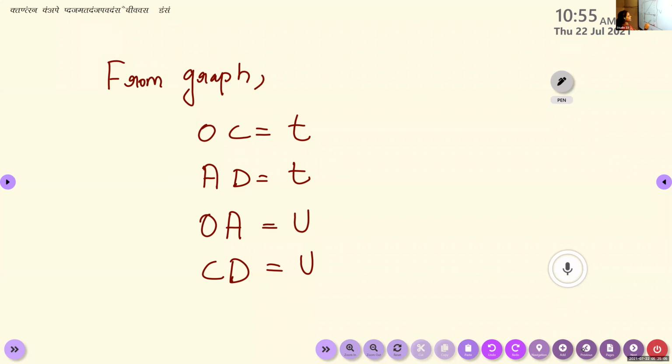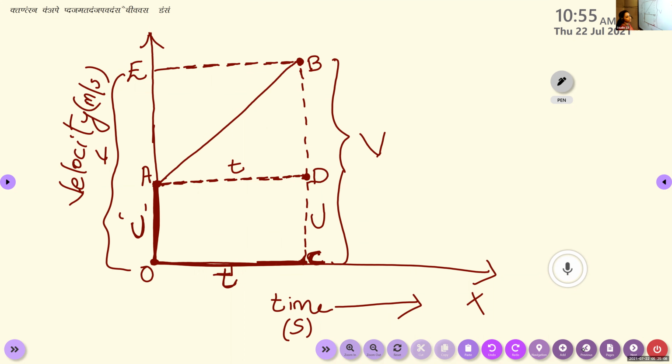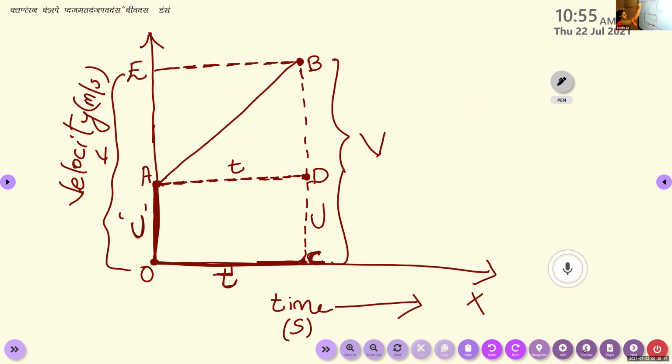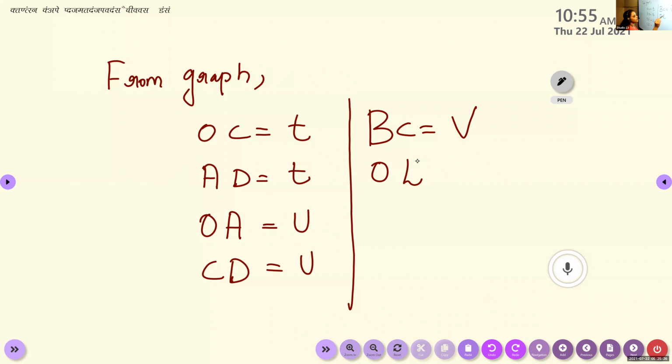Again, what all things do you get from this graph? The portion BC is equal to the final velocity V. Similarly, OE represents the final velocity V. So all these terms that we get from the graph: OC is equal to T, AD is equal to T, OA is initial velocity U, CD is again initial velocity U, BC is final velocity V, and OE is final velocity V. These are all the parameters obtained from the graph.